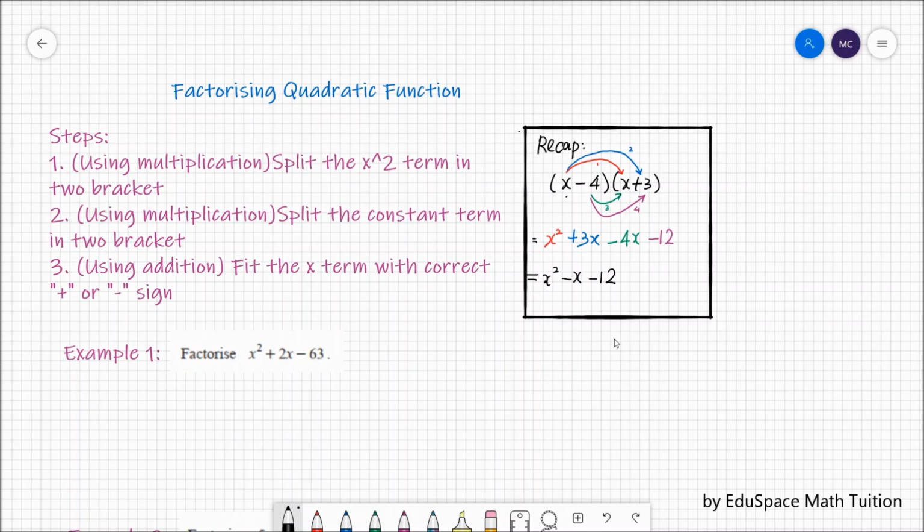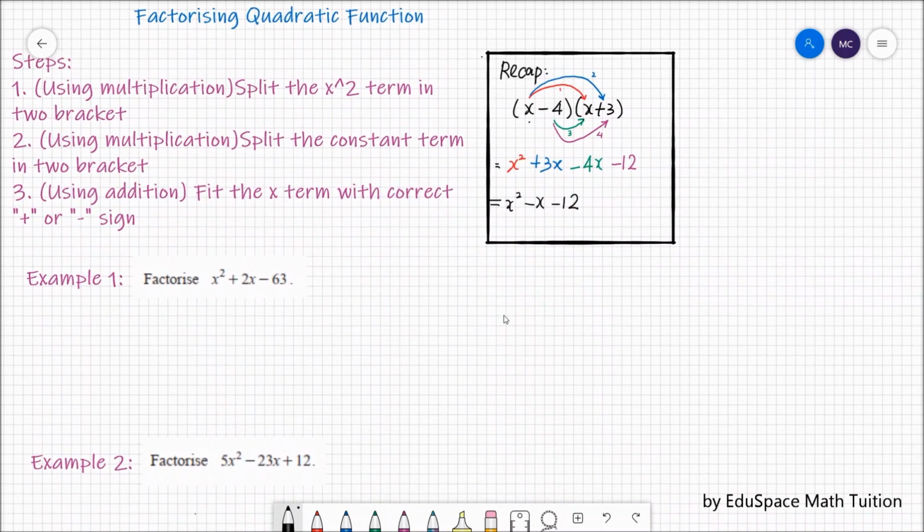In order for us to do factorization, basically, we are going to reverse the whole process so that we can go from the quadratic function back into two linear factors. So let's see how we actually do that. If we have x squared minus x minus 12, how do we go back to the linear factors?